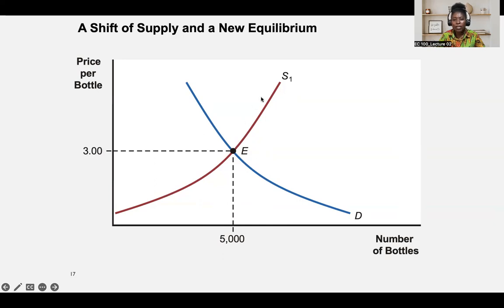A shift can be either supply shifting towards this side or this side, or demand shifting towards this side or this side. Also, both of them can shift. What do I mean? Supply can change and demand can also change. So, for instance, we saw that a change in weather condition can shift the supply curve. Let's say there are heavy rains. Heavy rains have affected production. That means supply will decrease. A decrease in supply is a shift backwards.